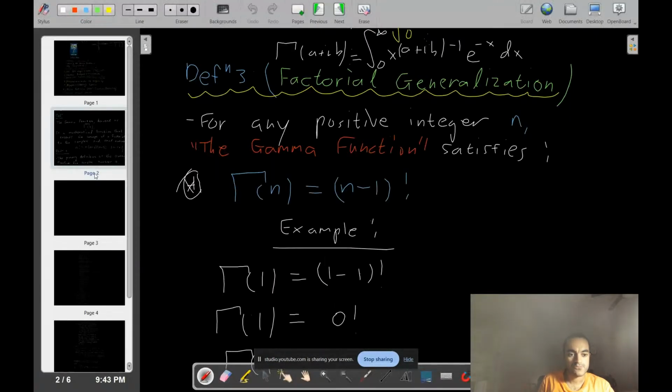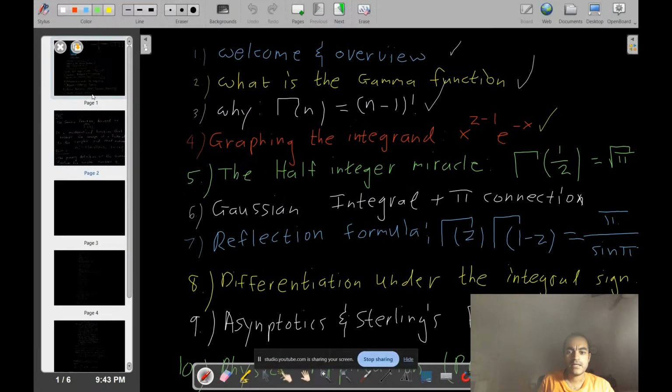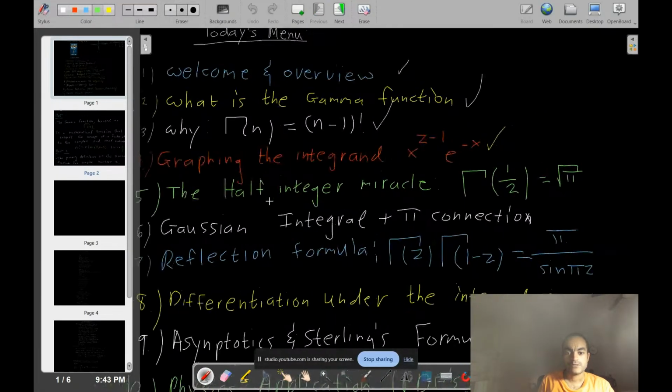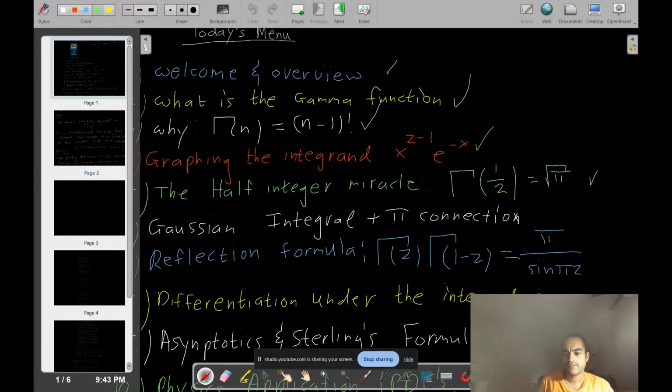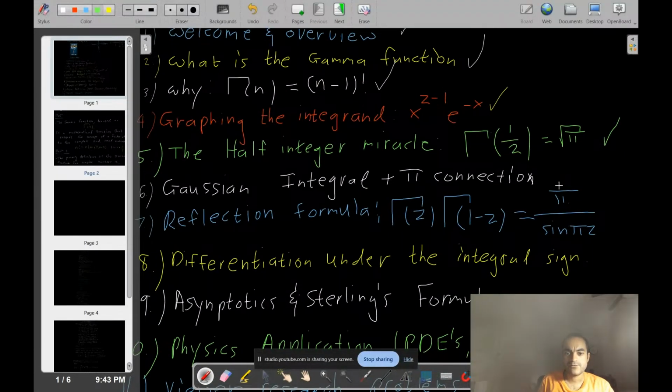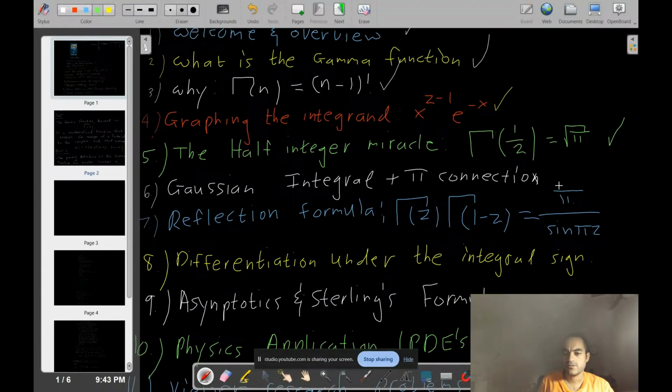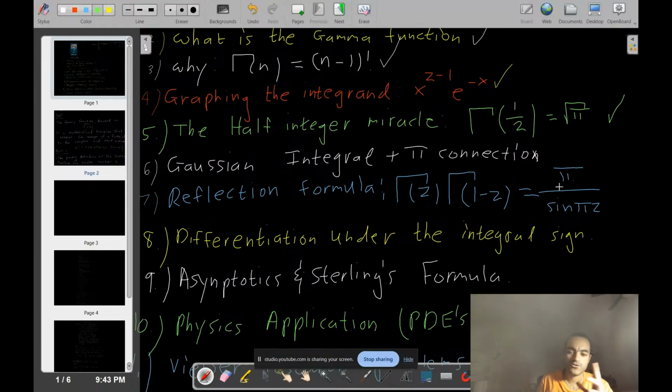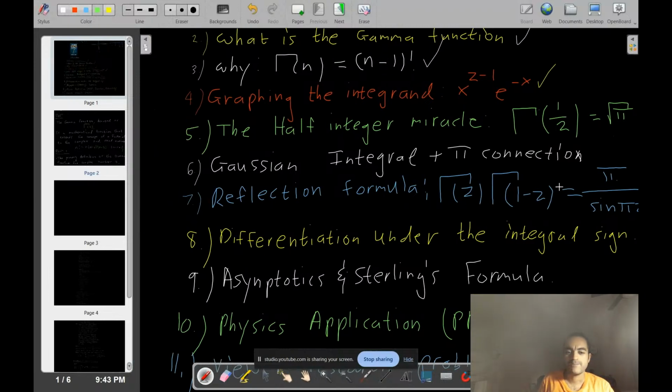Okay, nothing yet. Let's move on. We're already halfway through. We talked about the gamma function, why gamma of n equals n minus 1 factorial, the Desmos graphing of x to the z minus 1 times e to the negative x, the asymptotes of the gamma function. And then the half integer miracle, as I like to call it, gamma of 1/2 is root pi. Now we're going to move to part 6.